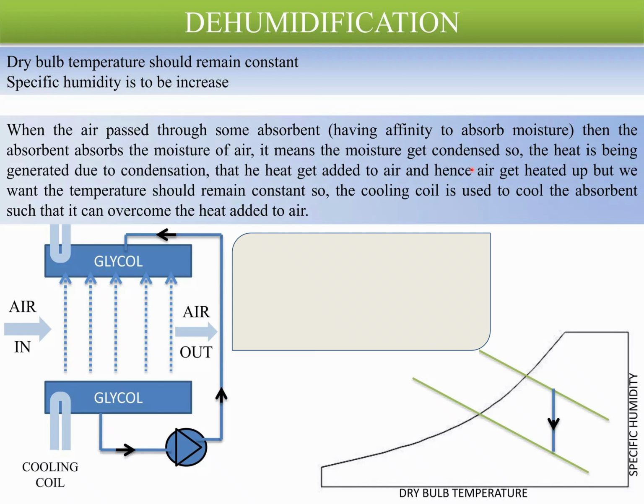It means the moisture gets condensed, so the heat is being generated due to condensation. Then the heat gets added to the air and hence the air gets heated up, but we want the temperature to remain constant. So you can easily understand that a cooling coil is used to cool the adsorbent such that it can overcome the heat added to the air. So this is the basic scenario.